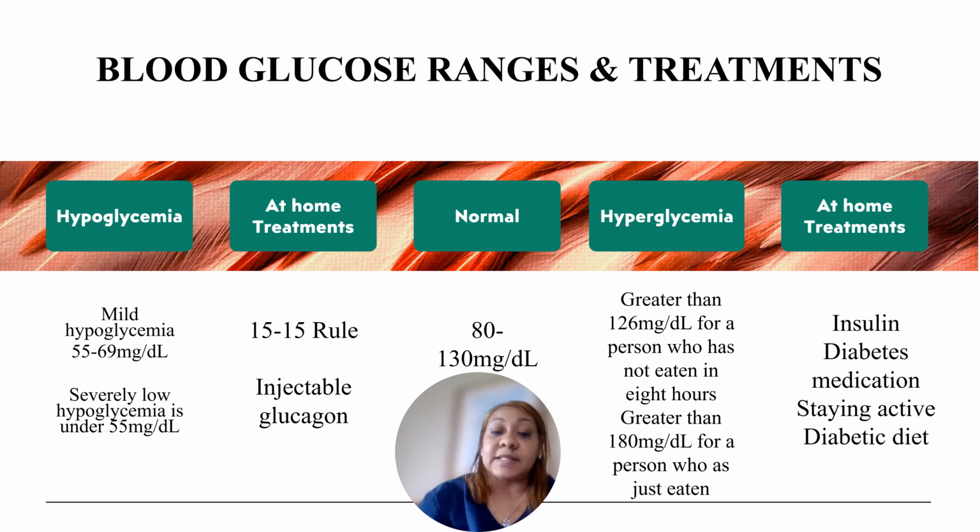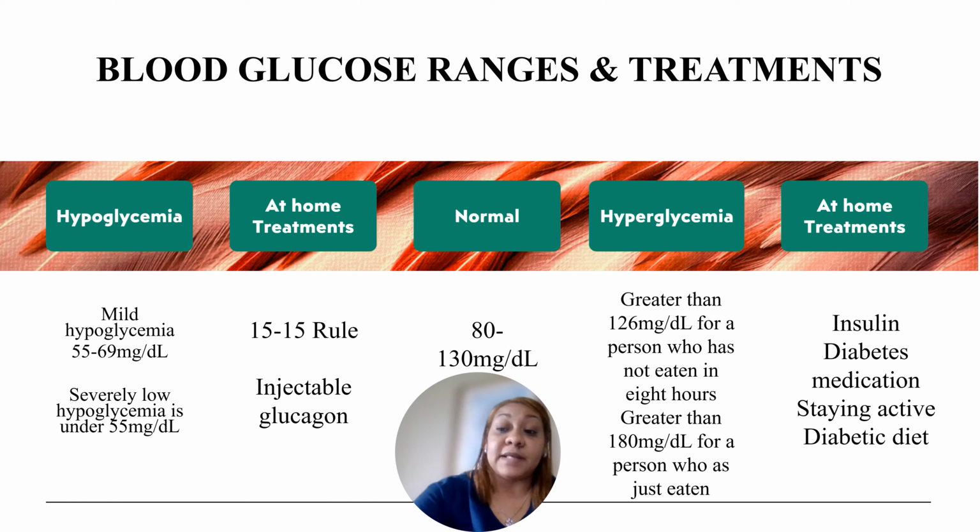For hyperglycemia, greater than 120, it's considered hyperglycemia, greater than 126 milligrams per deciliter for a person who has not eaten in 8 hours. And it's also considered hyperglycemia if it's greater than 180 milligrams per deciliter for a person who just ate.